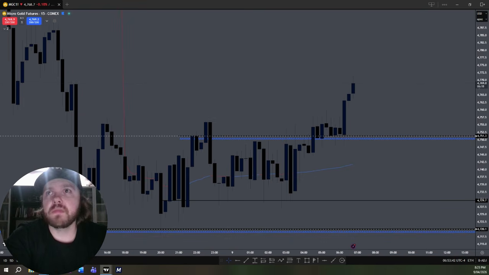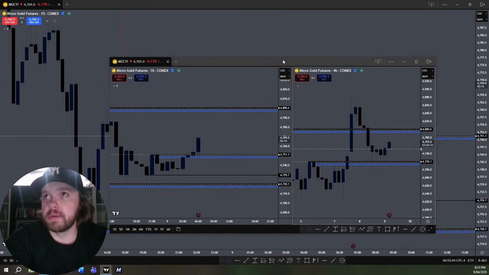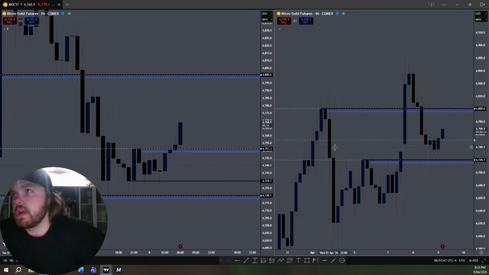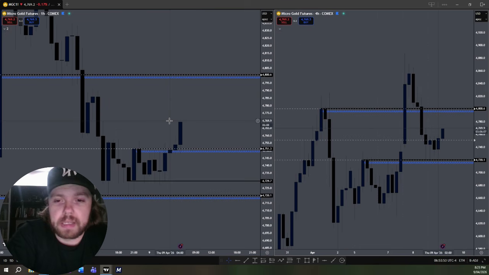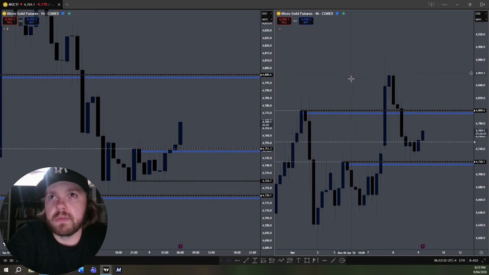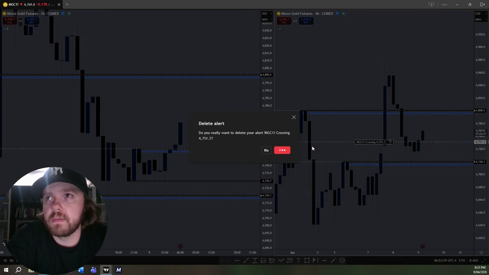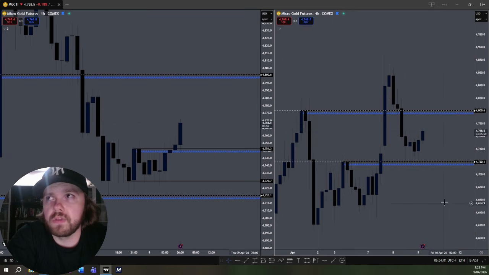So let's have a quick look at gold because it's been really interesting. If we're looking from right to left, higher time frame first, then looking down to the 1 hour, you can see I've got some levels marked off here. I'll just move this alert so it's not confusing.